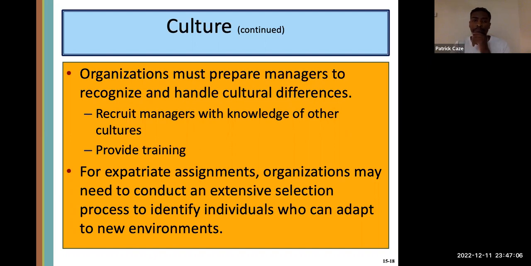Not just one person. Organizations must prepare managers to recognize and handle different cultural differences, recruit managers with knowledge of other cultures, provide training. For expat assignments, organizations may need to conduct an extensive selection process to identify individuals who can adapt to new environments. So one of the things about working globally is the ability to adapt and assimilate very quickly, because it's not easy to go into a new environment every couple of years, or just maybe you'll do it once, right? It's definitely a culture shock because you're used to a certain way of life, and then you get to this country and it's totally different, right?